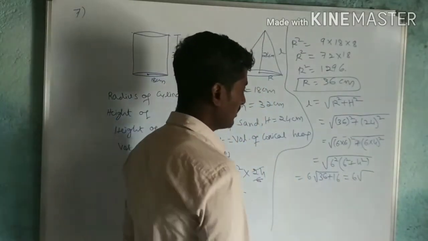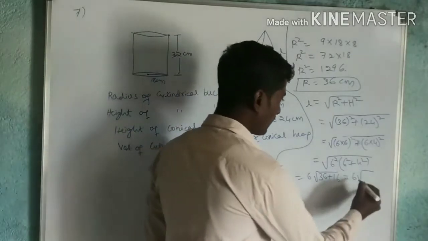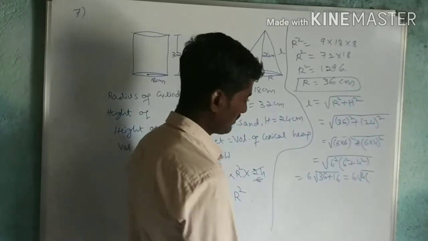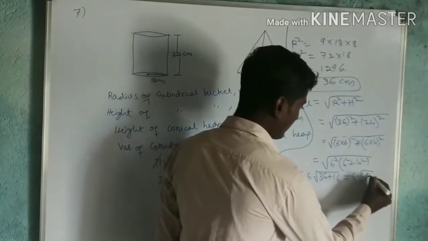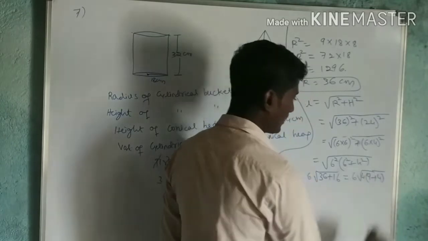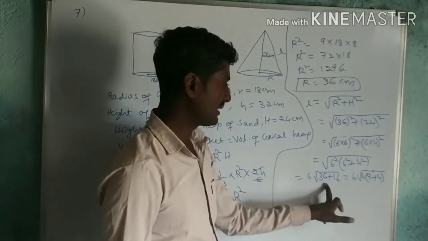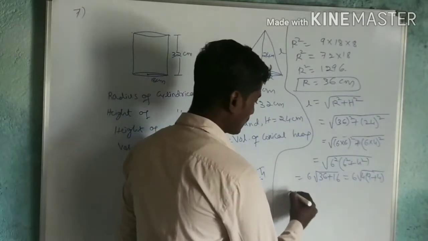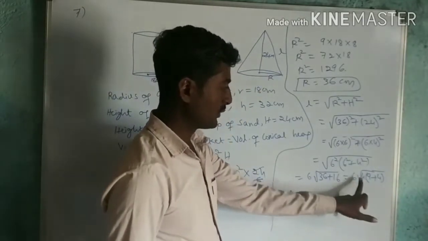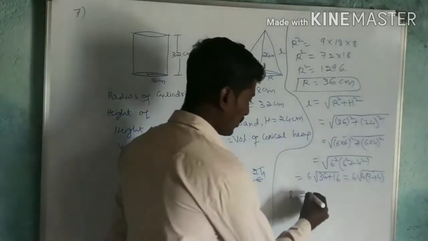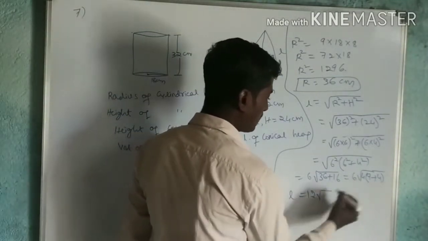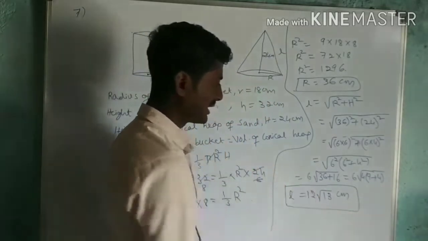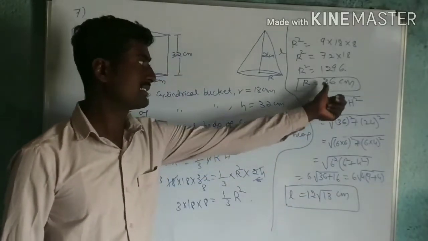Here I can take 4 common. If you take 4 common, 9 4s are 36, 4 4s are 16. Okay. Now here L is equal to, if you take this 4 outside, it will become 2. 6 2s are 12. 12 root 9 plus 4, that is 13 centimeter. Here the slant height is 12 root 13 centimeter and radius is 36 centimeter.